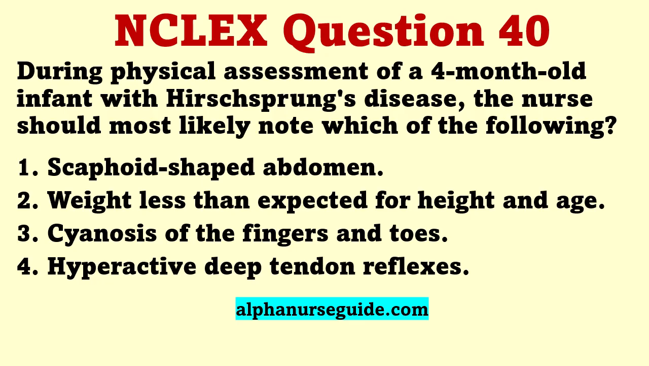The correct answer is 2. Infants with Hirschsprung's disease typically display failure to thrive, with poor weight gain due to malabsorption of nutrients. Therefore, the nurse would expect to see a child who weighs less than that which is expected for height and age. A distended, rather than a scaphoid-shaped, abdomen would be noted. Cyanosis of fingers and toes is associated with congenital heart disease. Hyperactive deep tendon reflexes are associated with upper motor neuron problems, such as cerebral palsy.